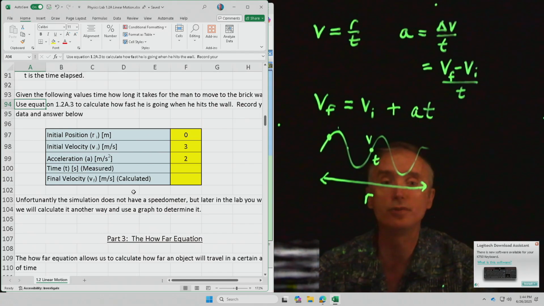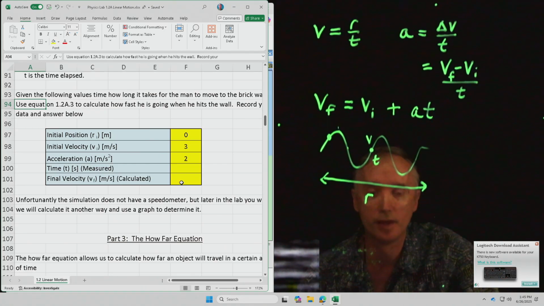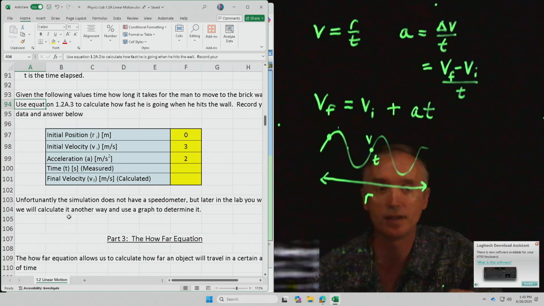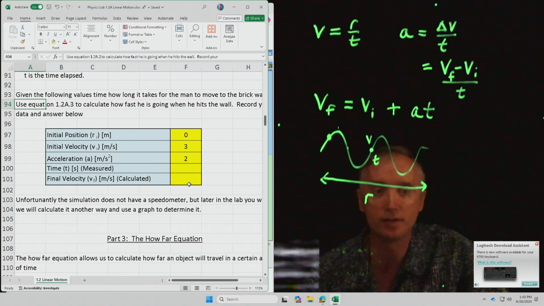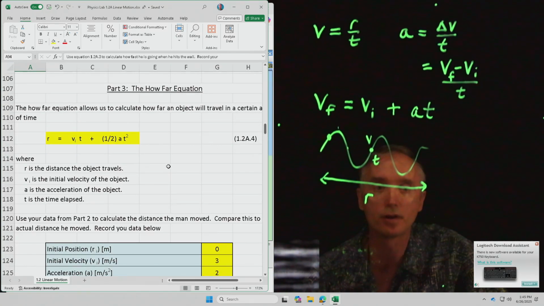Then you're going to calculate the final velocity using this equation up here. Once you've got your information here, you can use this formula to calculate the final velocity. The problem though is that this simulation does not have a speedometer, so it doesn't actually tell you how fast he's going. It would have been very nice if that had been on there. But later in the lab, you're going to figure out a way of doing this, so just hold on. Just get this final velocity down here, and then later we'll verify that that was the correct answer. All right, so that takes care of part 2, and when I come back, we will talk about part 3.